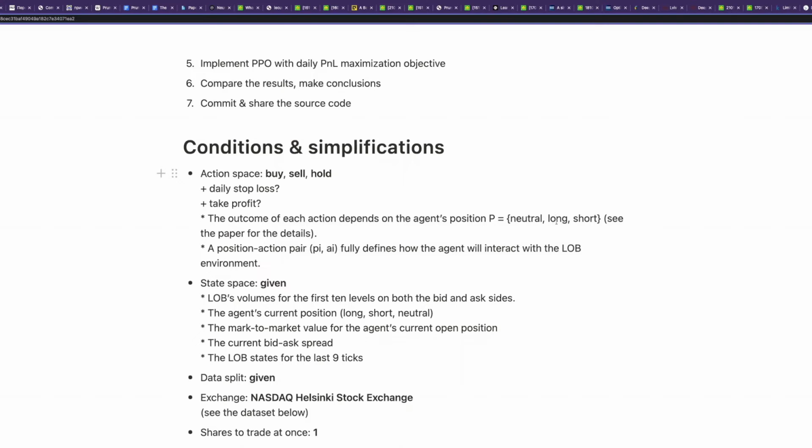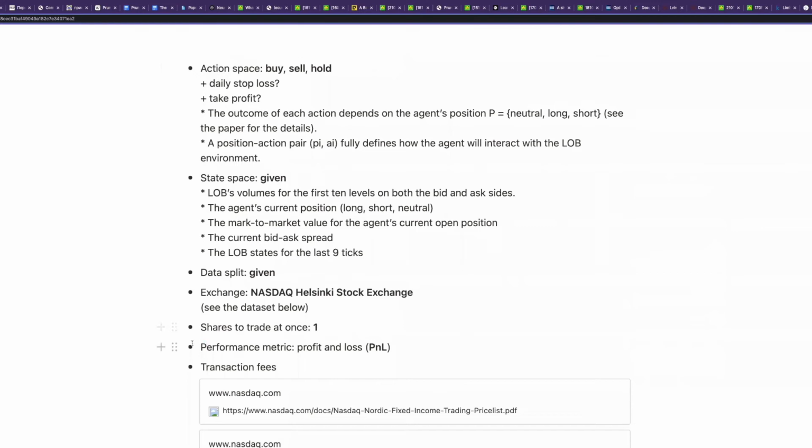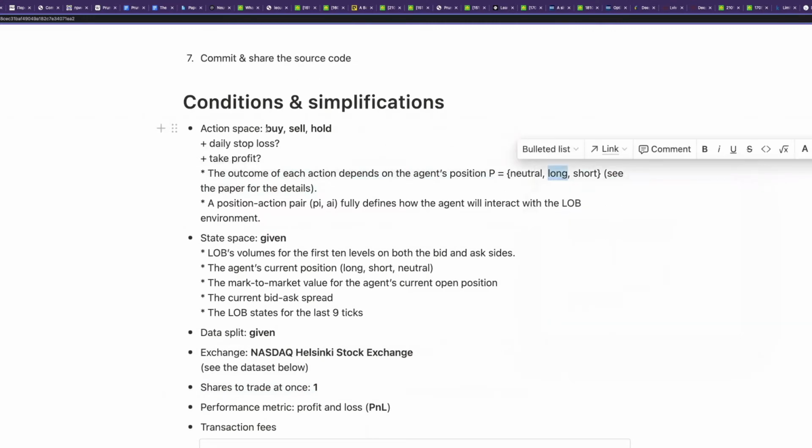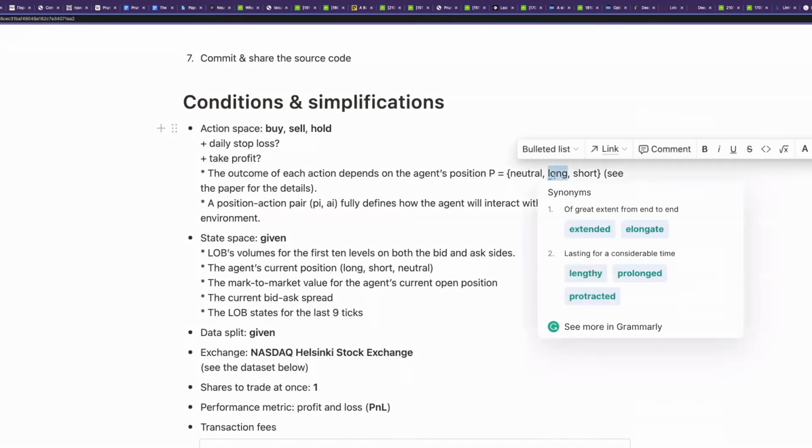In long, the agent can only either hold and stay in long, or sell and go neutral. Being in long and owning only 1 share, and I recommend you start with only 1 share, will simplify your life a lot. If we are in long, we cannot buy any more because we already bought our 1 share. So if the agent buys in long, nothing happens and the agent resides in long further.